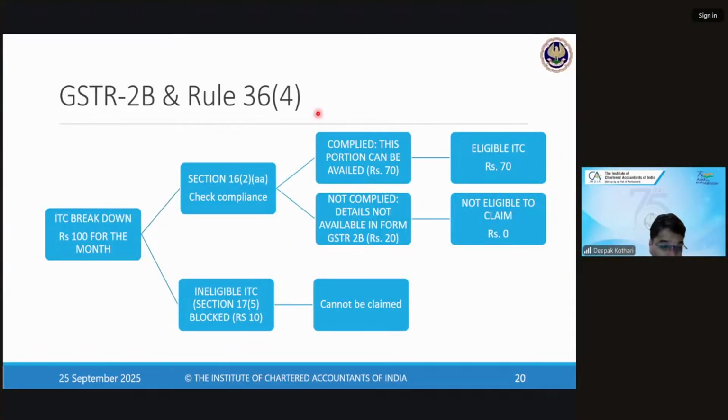Okay, in ineligible ITC, that is you're saying Section 17(5), right? Just understand for now that there is some section which is saying that you cannot claim the credit. So you cannot claim it. What is this ineligible credit? We'll go to Section 17, at that time we'll understand.